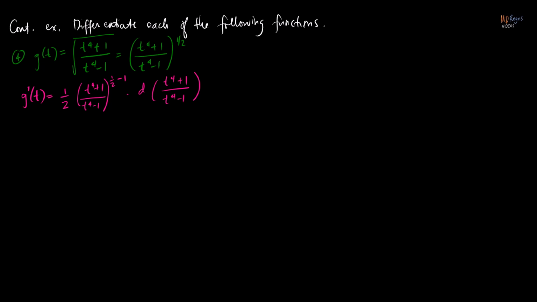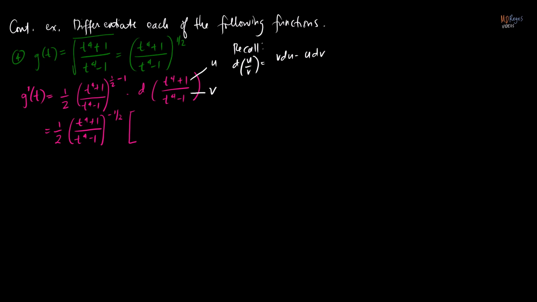To get the derivative of the base, we have to use the quotient rule because the base is a quotient of t to the fourth plus 1 and t to the fourth minus 1. Let's continue simplifying. So 1/2 times t to the fourth plus 1 over t to the fourth minus 1 is now raised to negative 1/2. Now the derivative of the base using quotient rule, okay, this is u and this is v. This is the last time that I'm going to recall the quotient rule. The derivative of u over v is equal to v du minus u dv all over v squared.